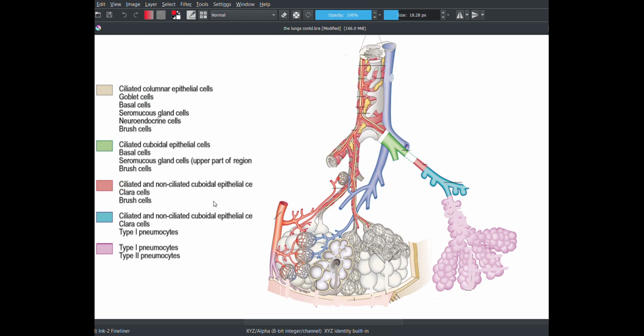Now let us go on to the last part here. This is the bronchiole. At the level of the bronchiole, we can find that there is no presence of brush cells, but instead these cells are replaced by type 1 pneumocytes. And then lastly we have the alveoli, where 90% of the alveoli are filled with two types of cells, type 1 pneumocytes and type 2 pneumocytes.